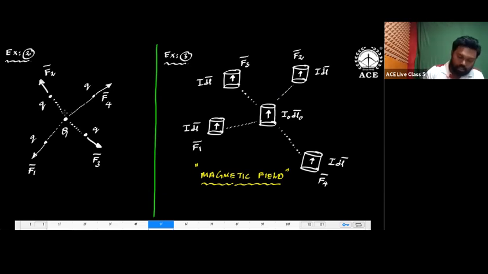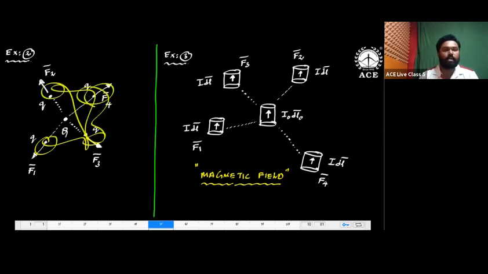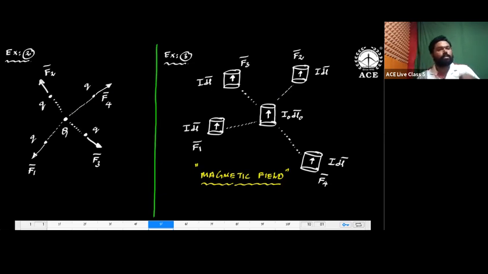Here there is a charge. At the different points, the force experienced is different. F1 here, F2 here, F3 here, F4 here, and so on. Isn't it? So at the different points, the force experienced is different. Then you can say that this charge is surrounded by what is called an electric field.